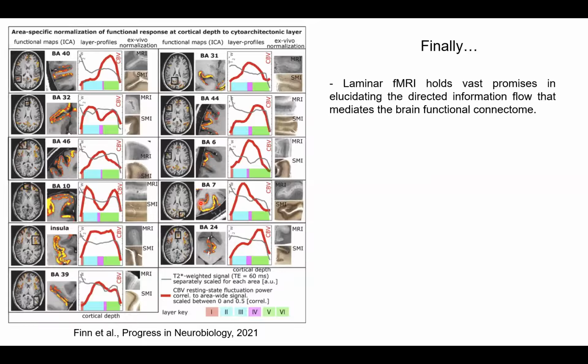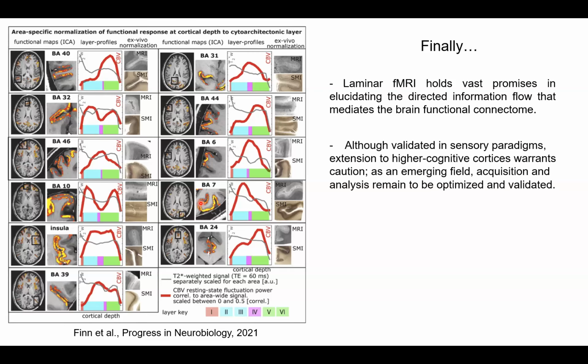But on the other hand, while it's encouraging, it also does suggest that to interpret these patterns, we probably need a more detailed mapping of the cytoarchitecture and myelin architecture. Even though they are validated in the sensory paradigms, when we extend it to other brain regions, it will warrant a little bit of caution. But this is still quite a new field. There are many years to go to keep refining, optimizing and validating these things.